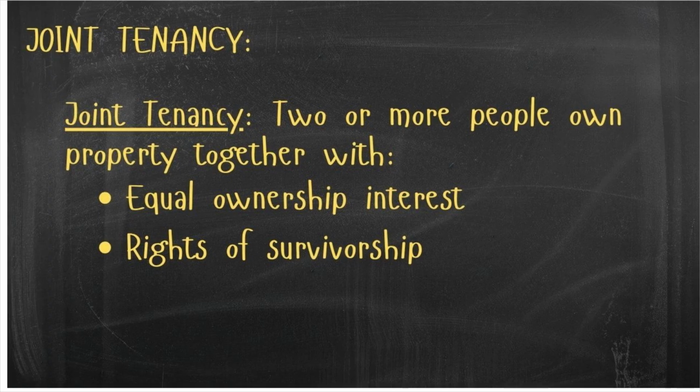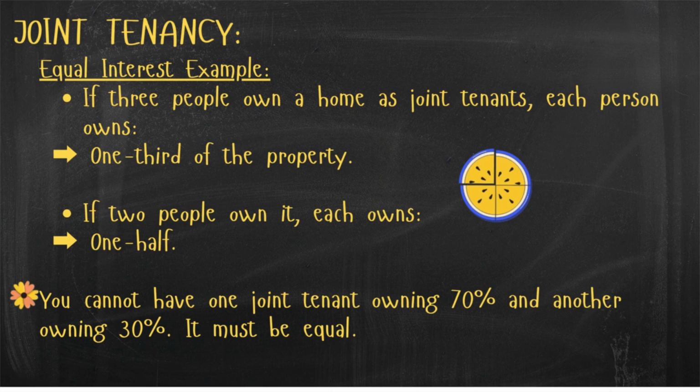Let's start with joint tenancy. Joint tenancy is when two or more people own property together with equal ownership interest and rights of survivorship. Joint tenants must own equal shares of the property. If three people own a home as joint tenants, each person owns 1/3 of the property. If two people own it, each owns 1/2. You cannot have one joint tenant owning 70% and another owning 30%.